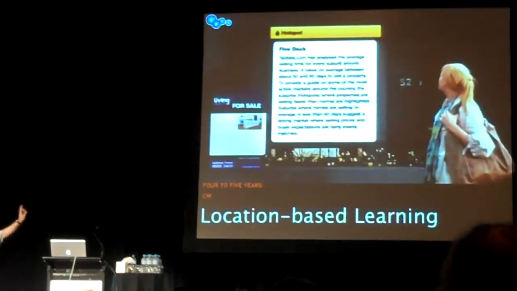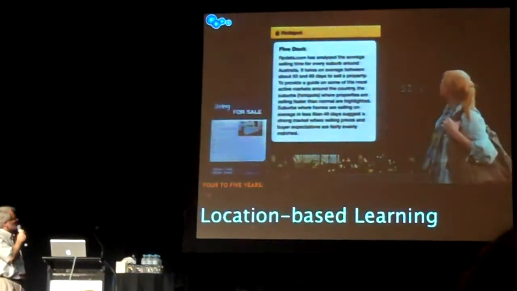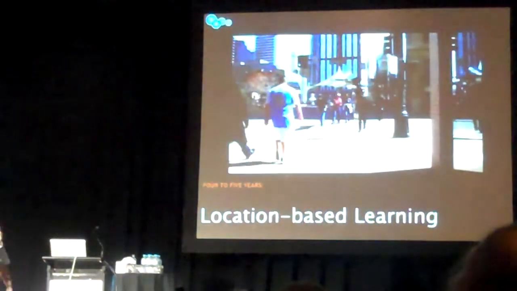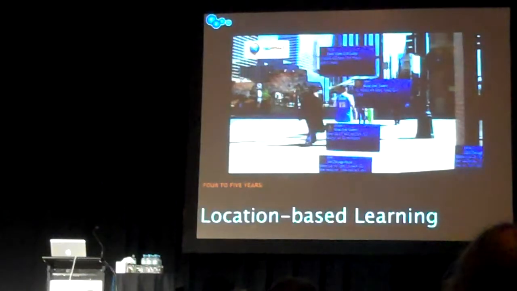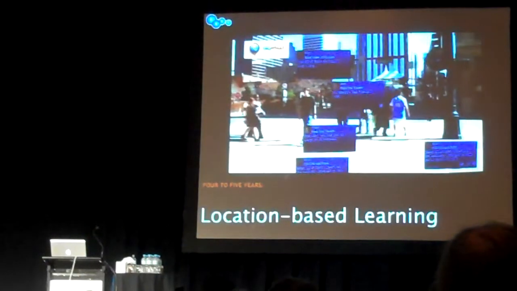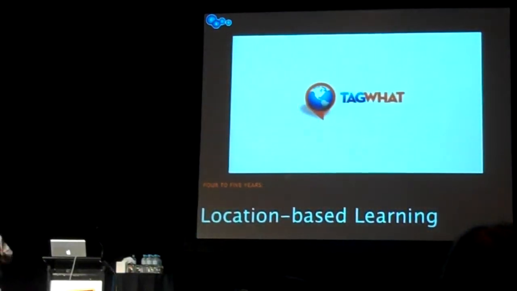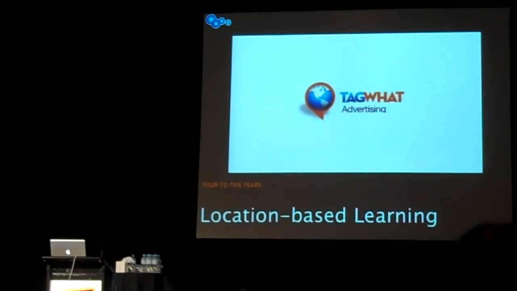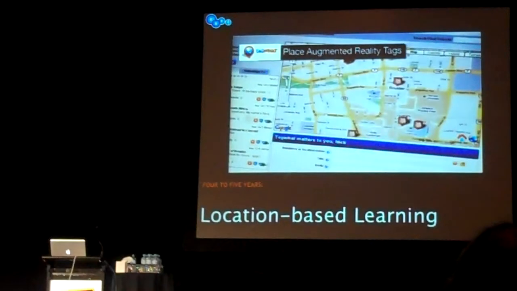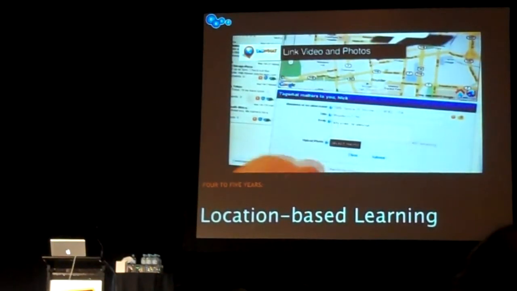So this is actually an app that's available today from Commonwealth Bank. And then finally, anybody using Tag What? Not yet. Tag What allows you to put virtual reality tags on any image anywhere. So you could create tags that when someone is holding up their phone with this application, they will see the tags that you planted for them to work with.